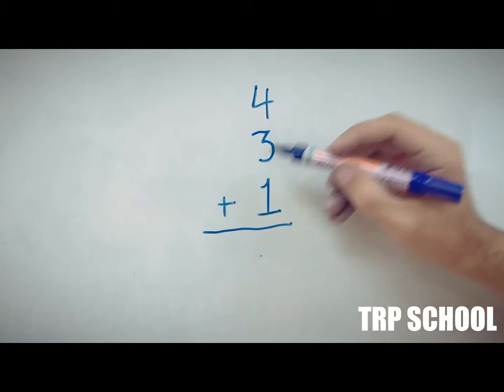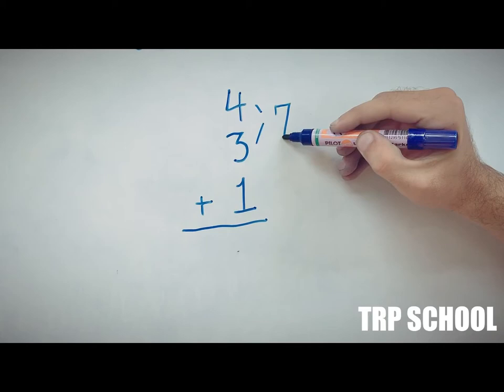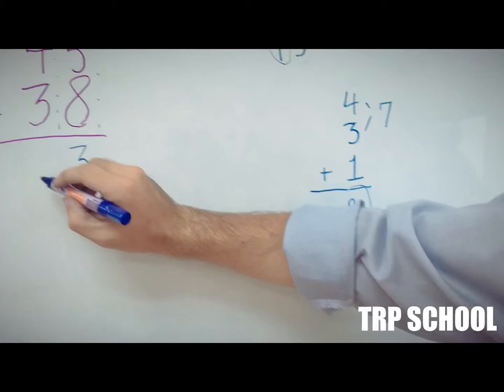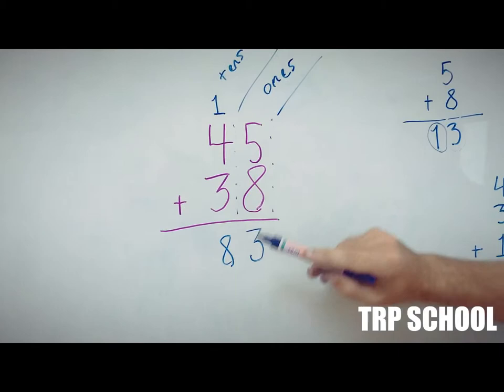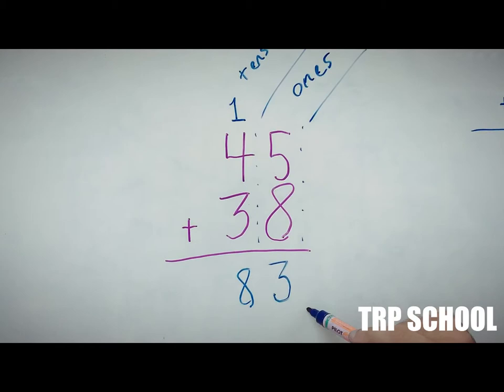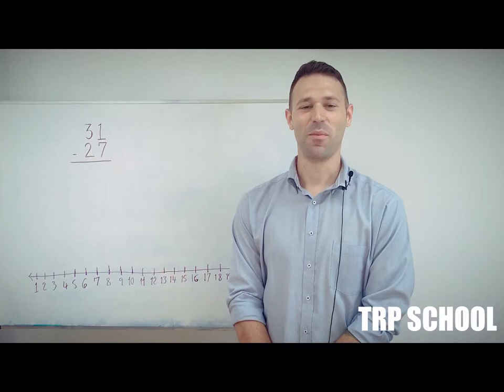4 plus 3 makes 7. 7 and 1 is 8. So we know that our number in the tens place is going to be 8. This makes our answer 83. Let's read that one more time. 45 plus 38 is equal to 83.